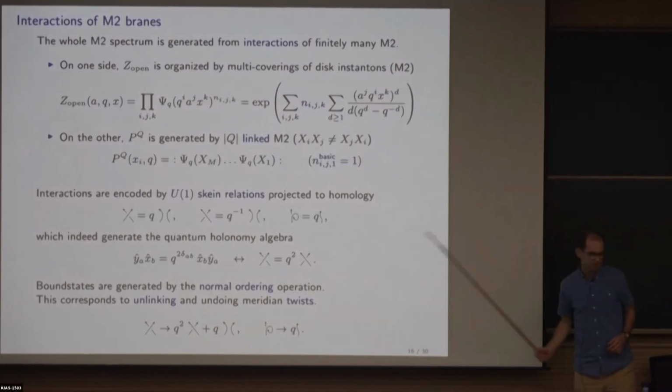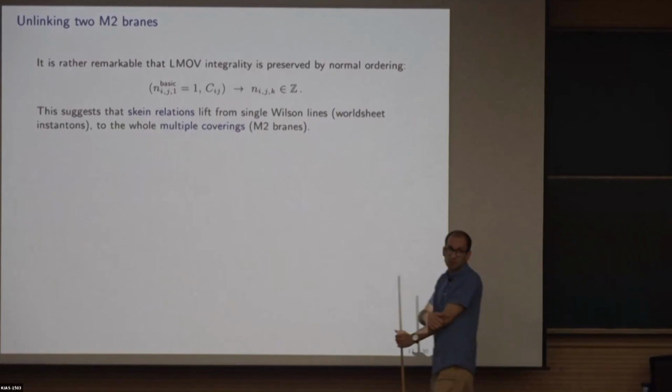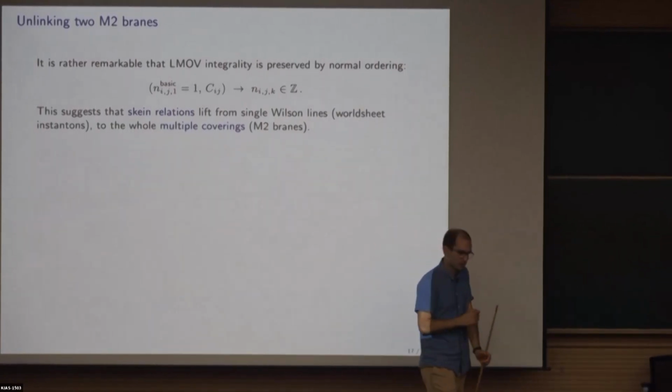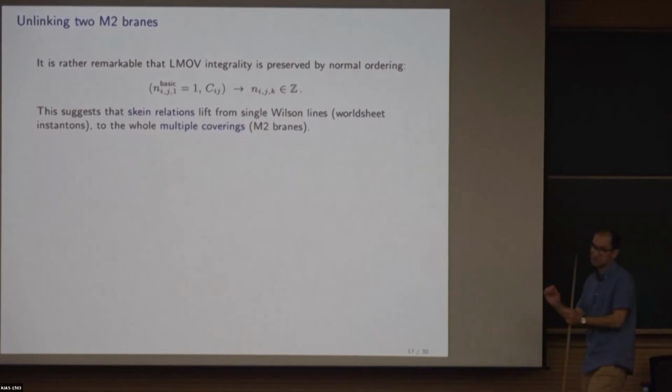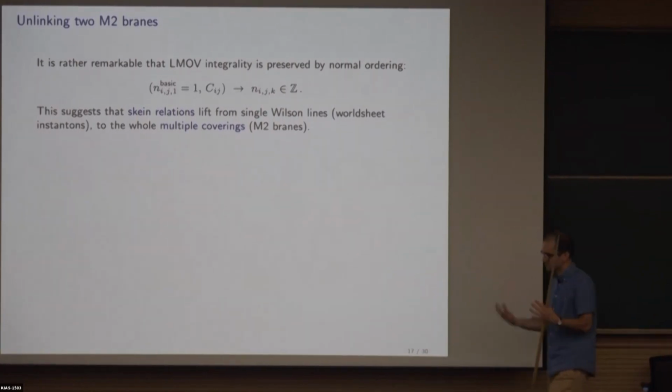Okay, and then there's this twist rule that you trade curls for powers of q. That's a minor one. Now, if you think about it, it's actually quite remarkable that this works out, because what I described is what happens at the level of the single variables. But in fact, somehow this structure preserves LMOV integrality.